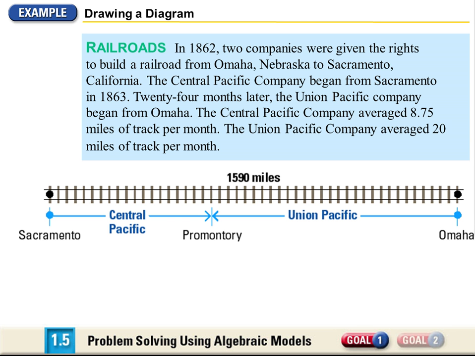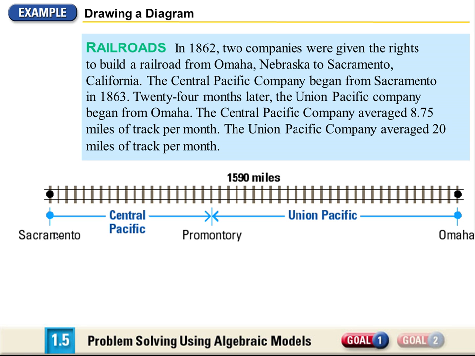All right, so here are the details. The Central Pacific Company began in Sacramento, and 24 months later, the Union Pacific Company began in Omaha, so they got a late start. They started at the other end. The Central Pacific Company averaged 8.75 miles of track per month. The Union Pacific Company averaged 20 miles per month. I guess these guys were going through the mountains, that's a little tougher.